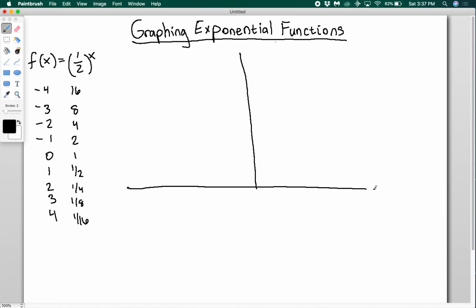Draw my axes. And then this time, if we graph all of these individual points, where we have -4 and 16, let's say, is way up here. And then we should have half. We go down half, we go down half, down half, half, half. Okay, I did a better job of drawing it this time just by trying to cut it in half each time.